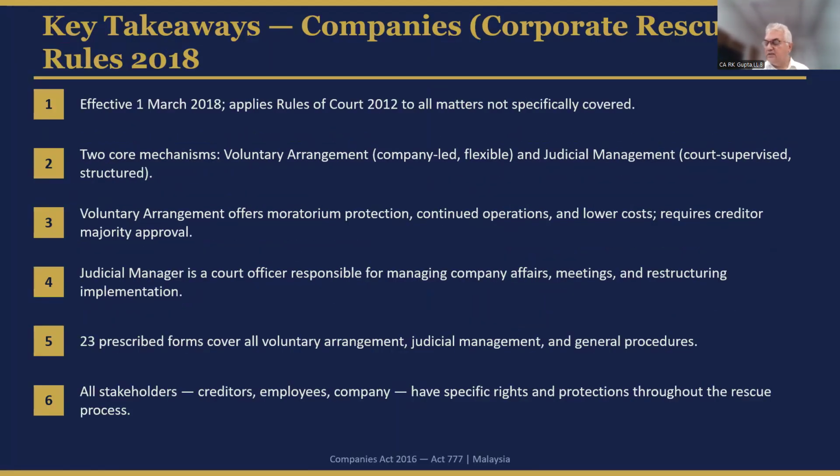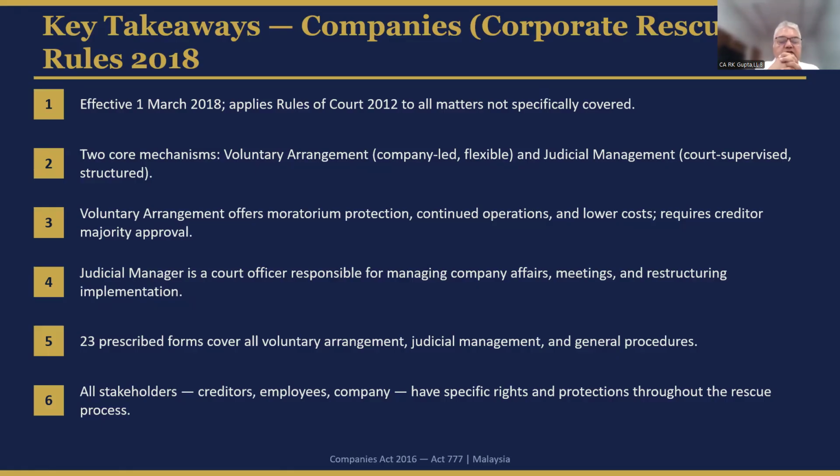Now let us see the key takeaways of the Companies (Corporate Rescue) Rules 2018. Effective on 1st March 2018, it applies the Rules of Court 2012 to all matters which are not specifically covered by these rules. So there are two core mechanisms. One is voluntary arrangement, which is company led and more flexible, and the other is judicial management, which is court supervised and structured. Voluntary arrangement offers moratorium protection, continued operations, and lower costs, and it requires creditors' majority approval.